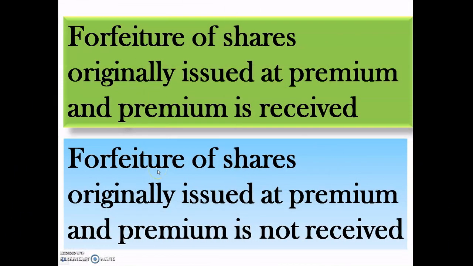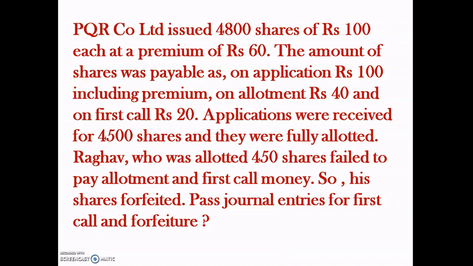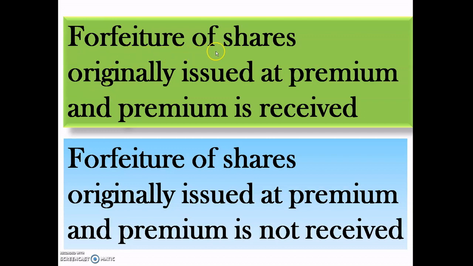So students, in this video we are going to solve two practical problems on forfeiture of shares originally issued at premium. In the first, premium is received, and the next practical problem is on forfeiture of shares originally issued at premium where premium is not received. Okay, so let's start it. See here, first practical problem on forfeiture of shares originally issued at premium, and here premium is received.